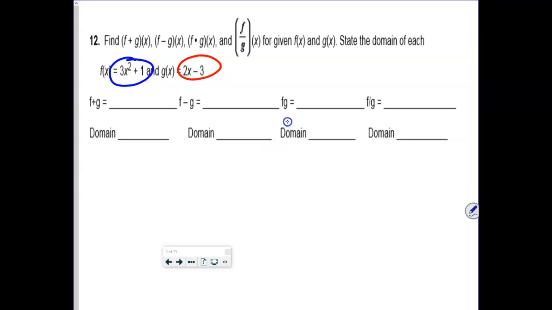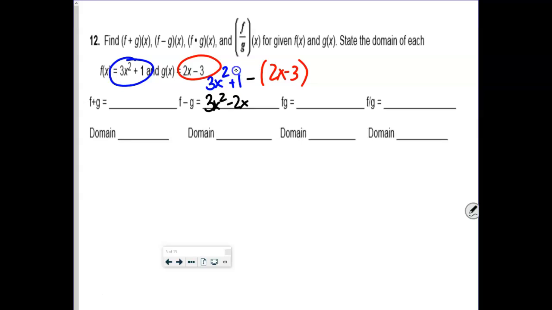Yeah, you're right, Taylor. They won't distribute. I mean, not you, because you would always distribute. 3x squared plus 1. And then you're supposed to subtract the entirety of the function 2x minus 3. So, since it's my test, I'm going to write it out properly so I don't mess it up. And I'm going to distribute the negative. And eventually I'm going to get 3x squared minus 2x.